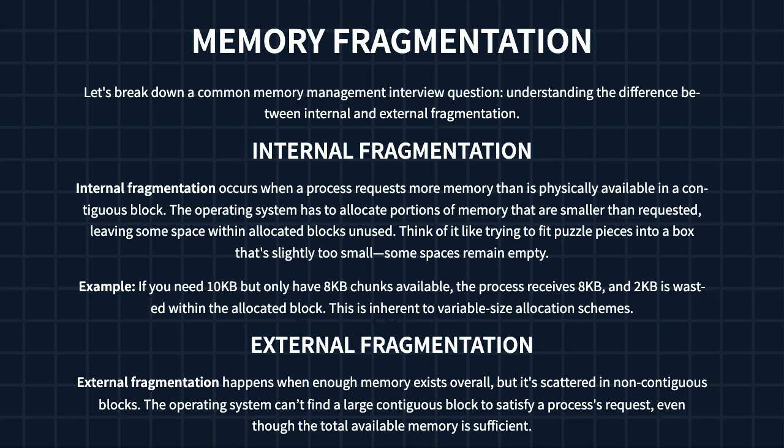External fragmentation, on the other hand, happens because we have plenty of total RAM, but it's broken up into lots of little, non-contiguous chunks. Because of this, even if there's enough overall space to satisfy a request, the OS can't find one big block that works, and that can slow things down significantly. Let's summarize that in a table for quick comparison.